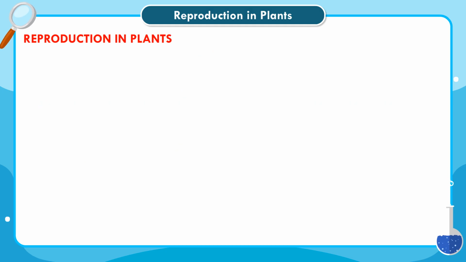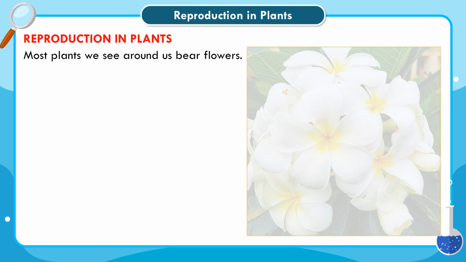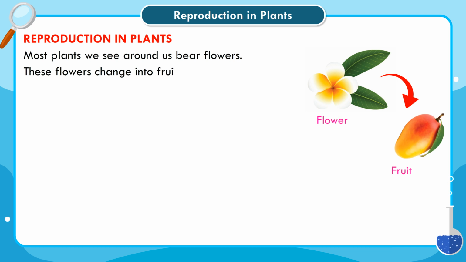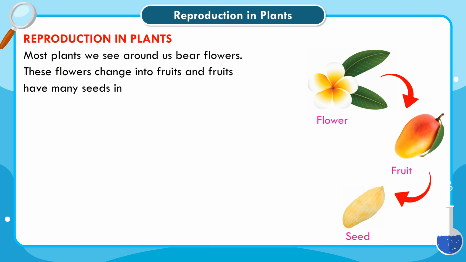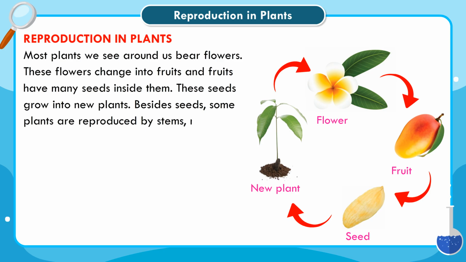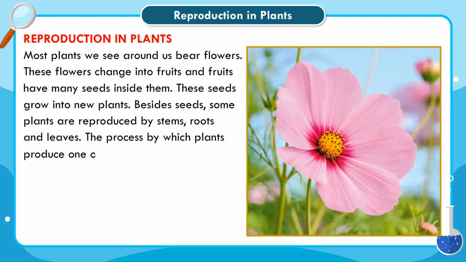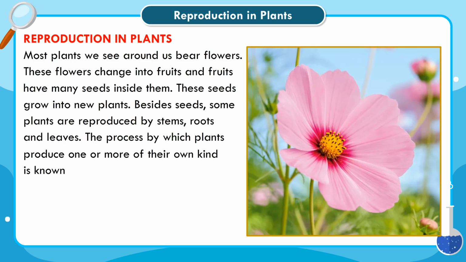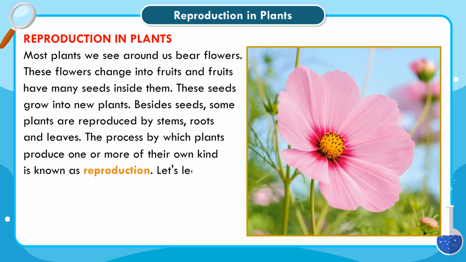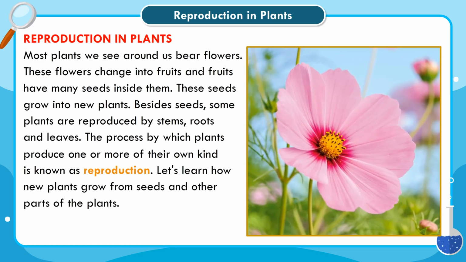Reproduction in plants. Most plants we see around us bear flowers. These flowers change into fruits, and fruits have many seeds inside them. These seeds grow into new plants. Besides seeds, some plants are reproduced by stems, roots, and leaves. The process by which plants produce one or more of their own kind is known as reproduction. Let's learn how new plants grow from seeds and other parts of the plants.